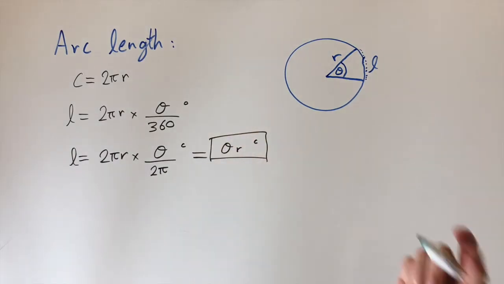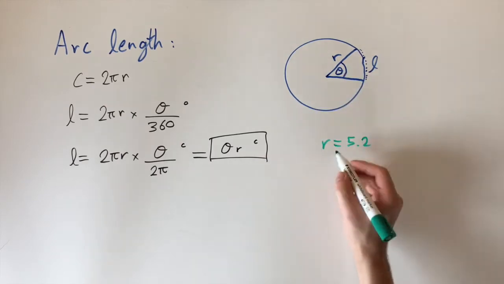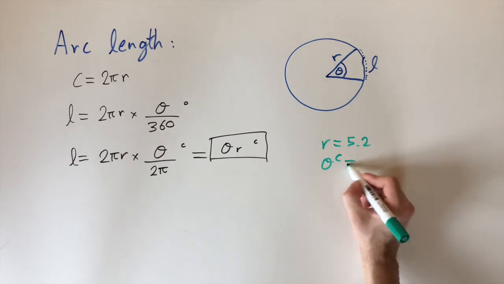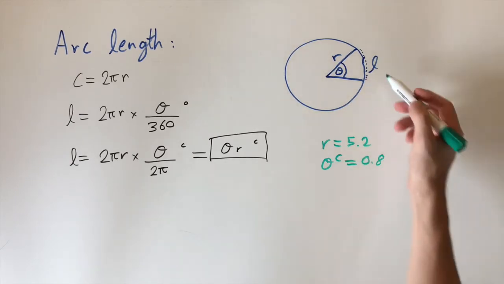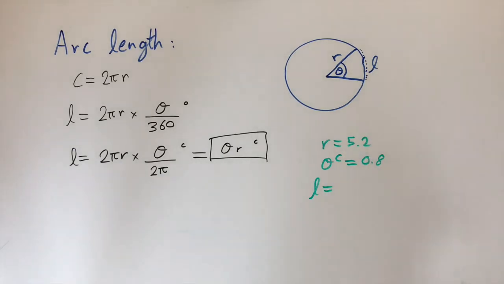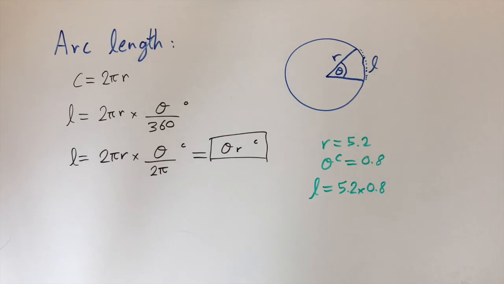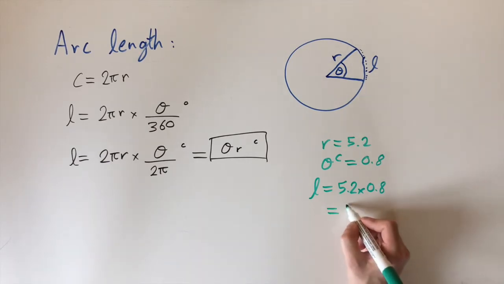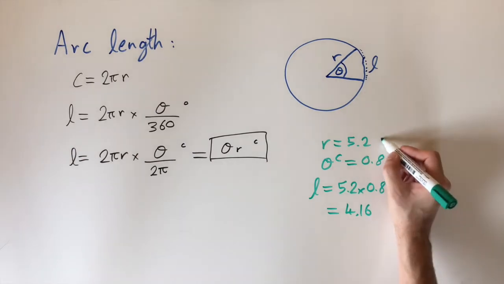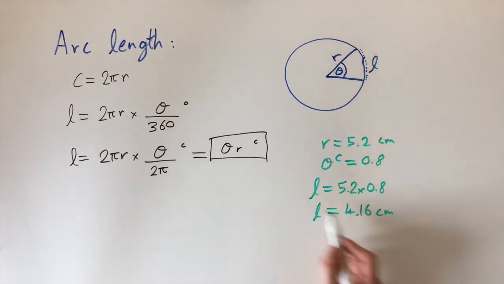So for example, if we're given a radius of say 5.2 and an angle in radians, this is important, if it's in radians, let's say 0.8, then the arc length with these parameters, we just multiply these two numbers together. So it would be 5.2 times 0.8. And you can plug that into a calculator. This will come out as 4.16. And if we're working in centimeters, this would also be in centimeters. So this is just using the formula.